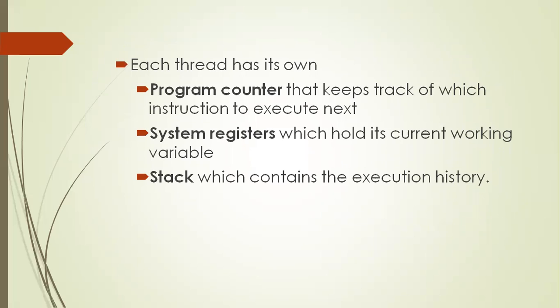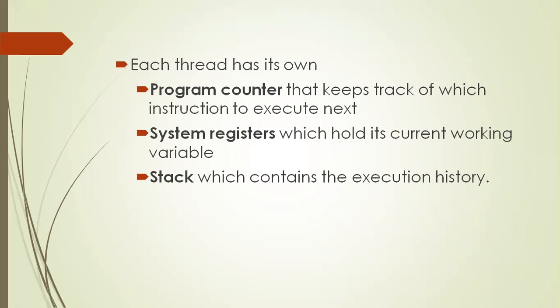Each thread has its own program counter, just similar to a process having its own process control block. Every thread also has its own program counter that keeps track of which instruction to execute. So any thread has three components: program counter, system register, and stack.